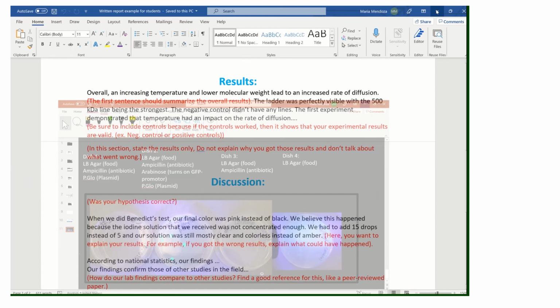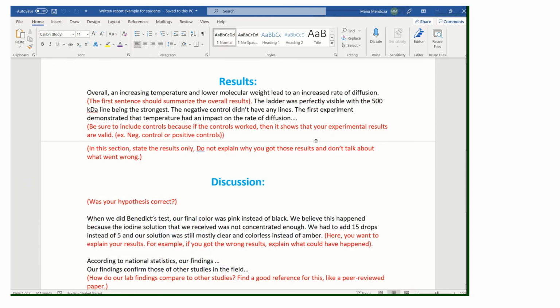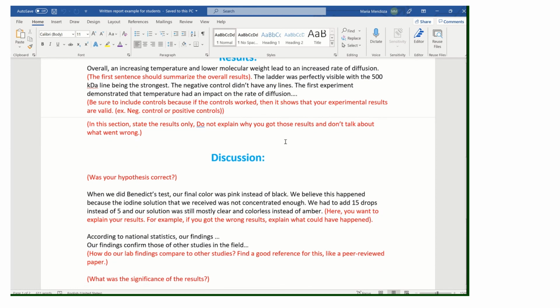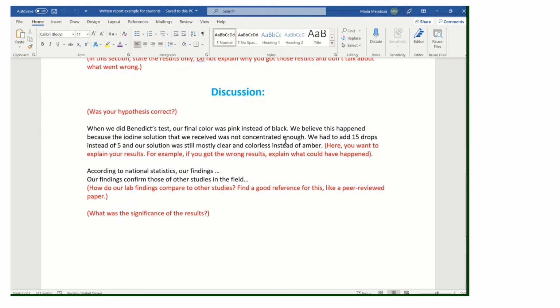So yeah, you just need a paragraph in the results section, like a nice paragraph explaining exactly what you're seeing in each plate. Okay. Now, in the discussion, you have a nice topic sentence again, as usual.